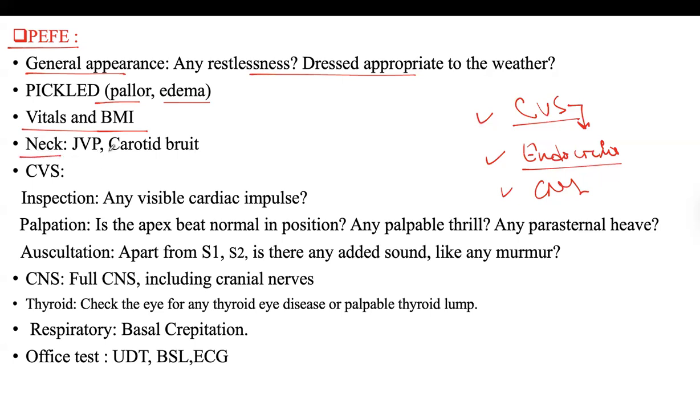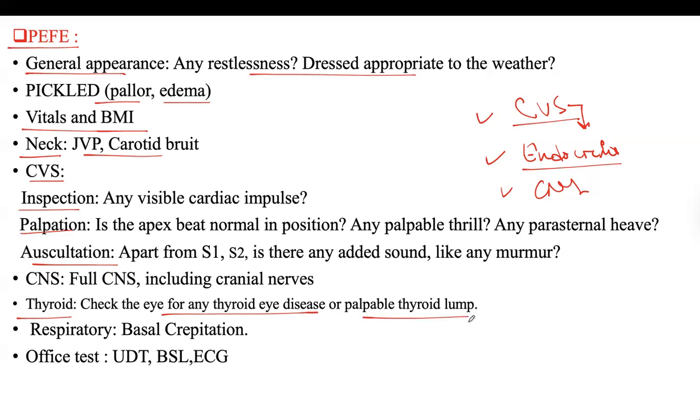Then you go to the neck. For any cardiovascular system, we start with the JVP and carotid bruit, and then we do the cardiovascular as we did. So this is the same. Then go to the thyroid first. In the thyroid examination, you will say that first I would like to check the eyes for any thyroid eye disease, and then also I would like to palpate the thyroid gland for any palpable thyroid lump. That's the only thing you need to do.